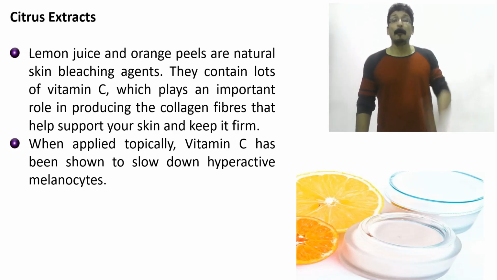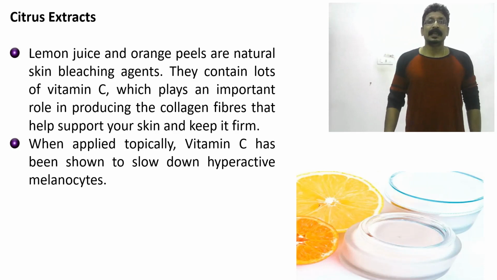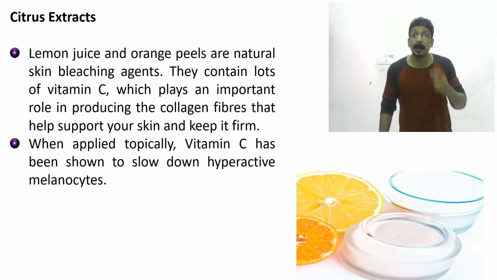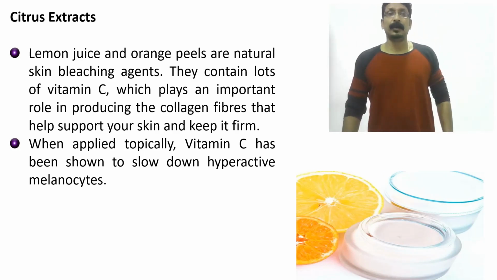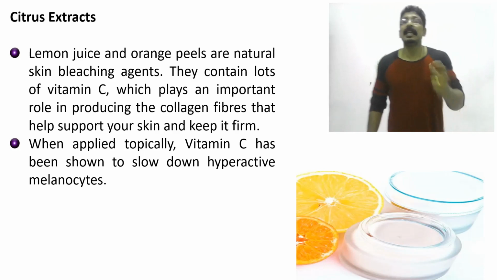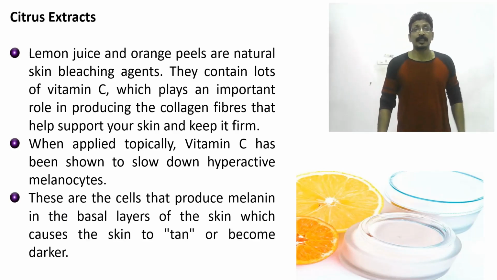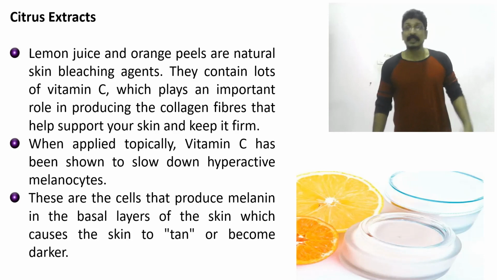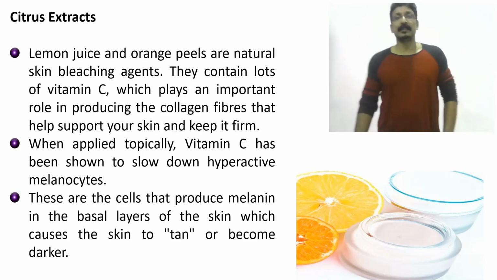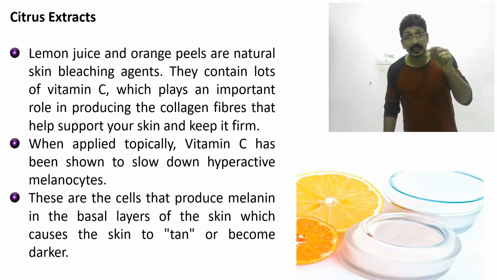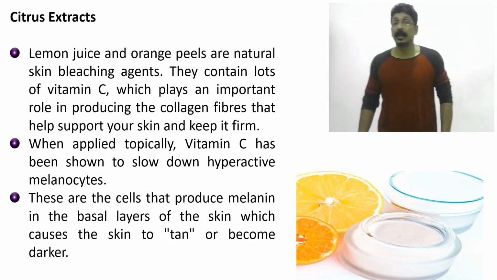When applied topically, vitamin C has been shown to slow down hyperactive melanocytes. So it acts as a lightening agent, whitening agent, bleaching agent. All the three are the same word. These are the cells that produce melanin. Which ones? Melanocytes in the basal layer of the skin, which cause the skin to tan and darker spots. Tan means darker spots become darker, so that can be reduced.